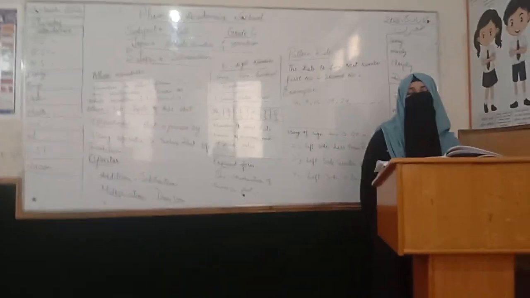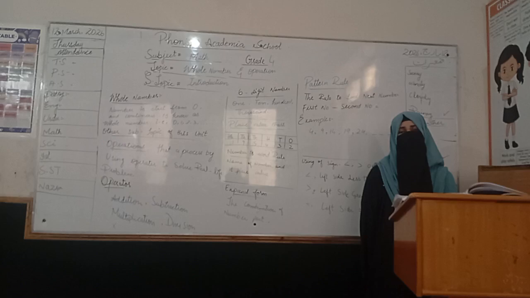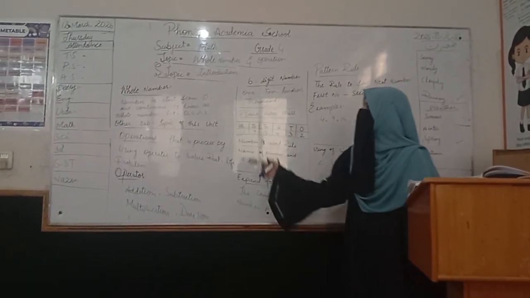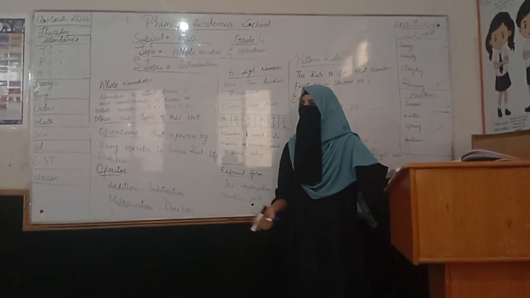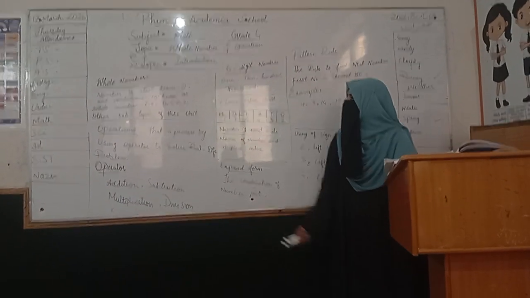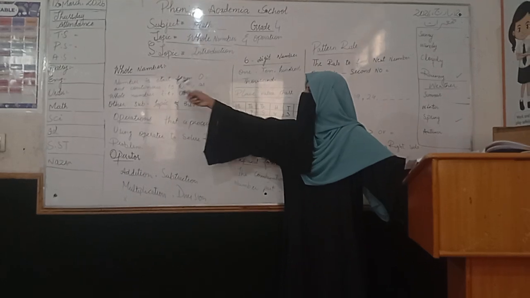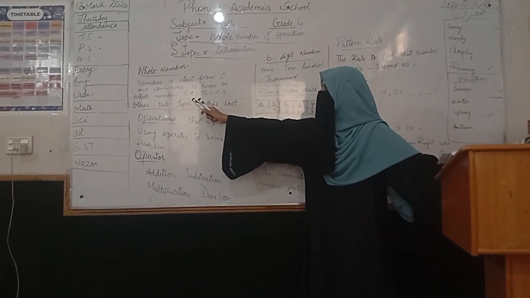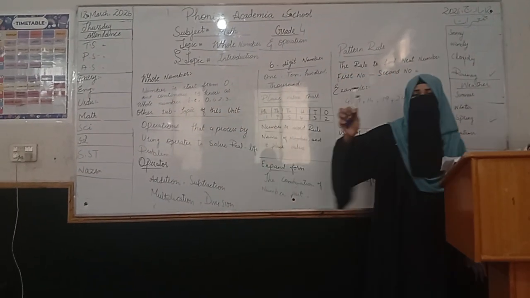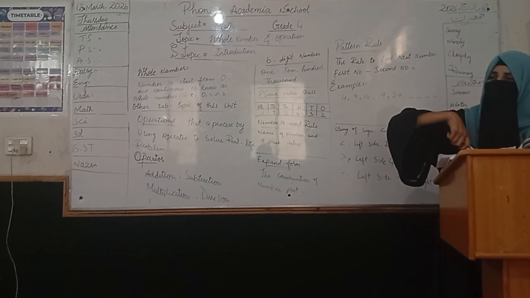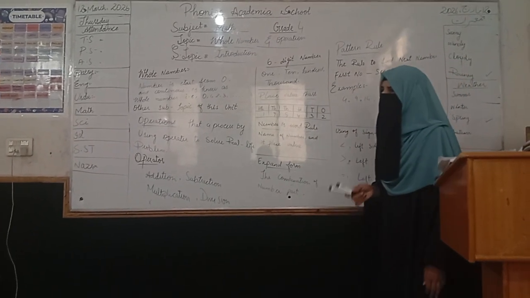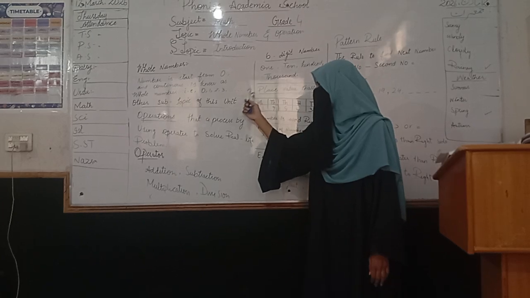So now students, open your book to page number 2, in which we have discussed a short introduction of this chapter. So now we start our lecture, but first, this topic is whole numbers. Firstly, students, we discussed what a whole number is. Numbers that start from 0 and continue, like 0, 1, 2, 3, are known as whole numbers, because they start from 0.